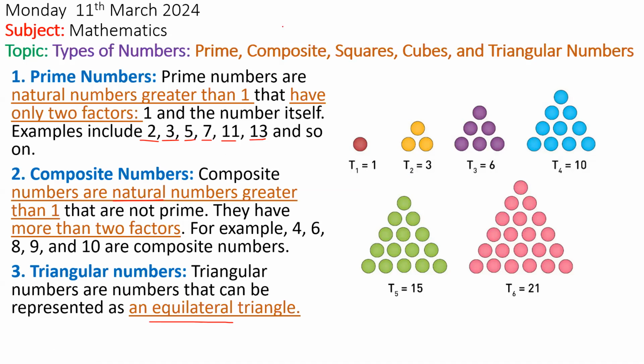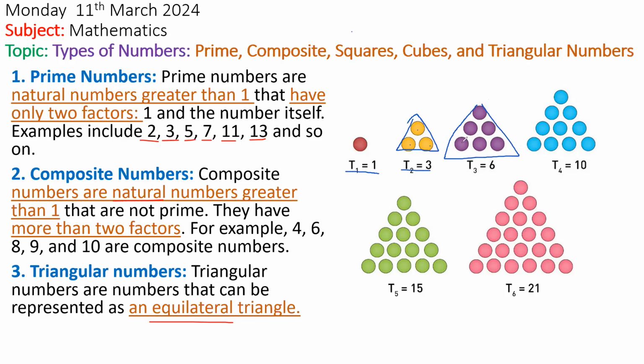Now these triangular numbers, let me show you. The first triangular number is 1, then the next one is 3. As you can see, they form a triangle. And then 6 is the next one. And notice the pattern. This one has a base of 2, and then you add 1.